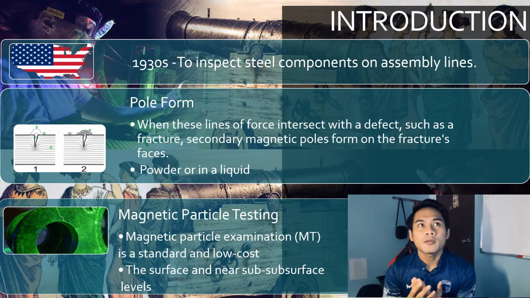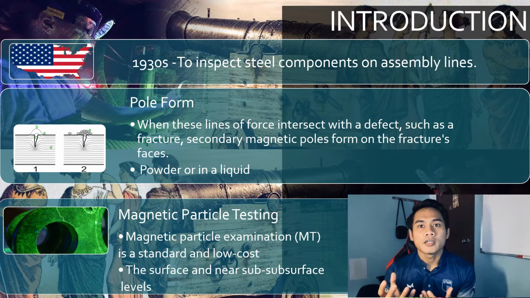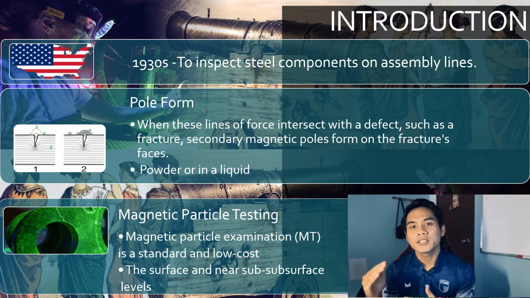Furthermore, magnetic particle examination is a standard, low-cost non-destructive testing approach for ferromagnetic materials. So MPI has become one of the most commonly used methods to detect flaws or defects in ferromagnetic pipelines or pipe welds, both on the surface and in the near-subsurface levels.